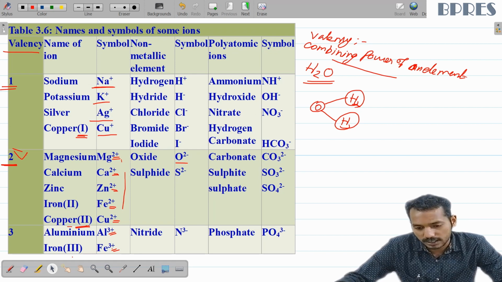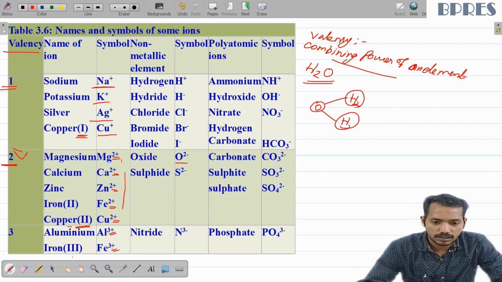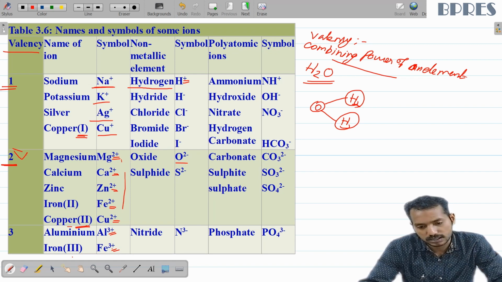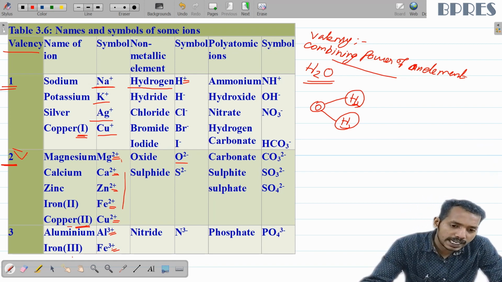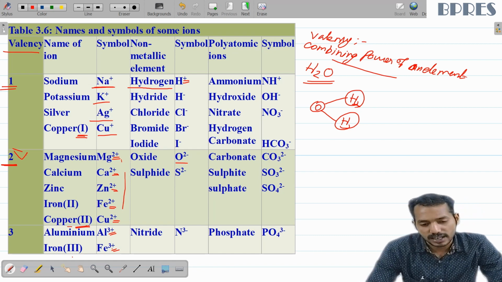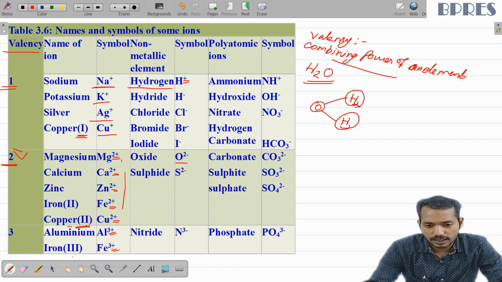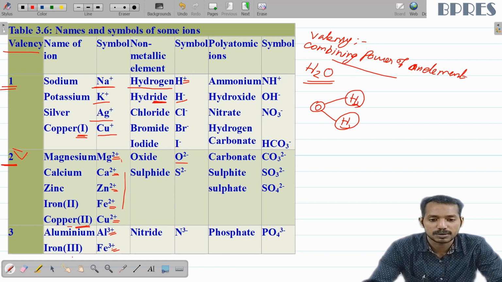Now come to non-metallic elements. What happens? You can see here hydrogen. If it is H+, if it has one positive charge, it is named hydrogen. There is no change. Clear? We are naming it sodium, potassium, like that. While in case of negatively charged ions, we will not name it by the name of the element. We will make some changes. Very simple. If hydrogen acquires one negative charge, we will not call it hydrogen. We will call it hydride. The ending -ide will be added.